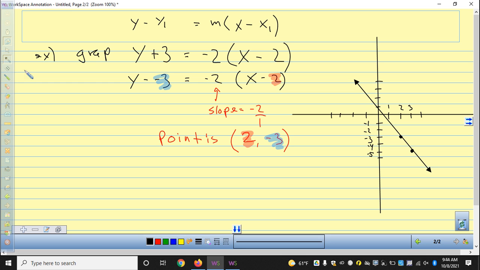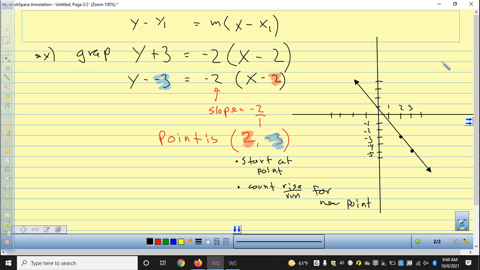So to graph it, I started at the point, and then I counted rise over run for a new point. So I counted down 2 and over 1. I know it needs to go downhill because my slope is negative. So it's a lot like graphing in slope-intercept form, but instead of starting at the y-intercept and counting with our slope, we start at the point that they give us in our equation and count rise over run with the slope.